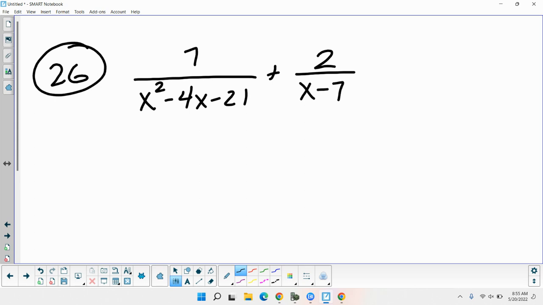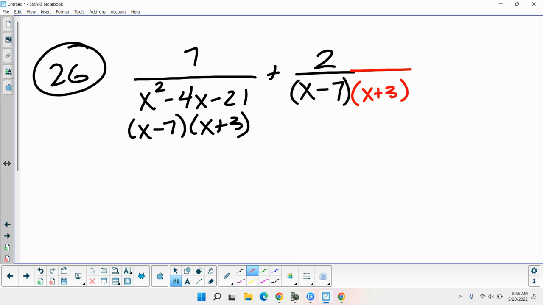So 26, we can factor this first denominator, x minus 7 and x plus 3. Okay? So what's going to be my common denominator? Whatever shows up, that's what you've got to put down, right? So x minus 7 and x plus 3 is going to be my common denominator. So what I'm going to do here is just make this the same. Okay? So now I've made both denominators the same.